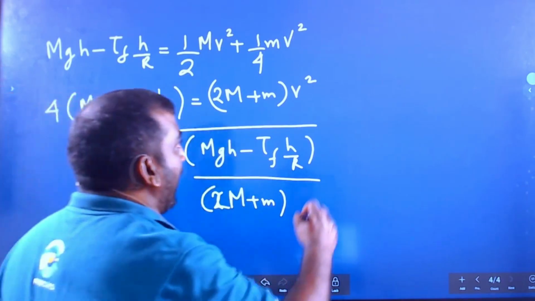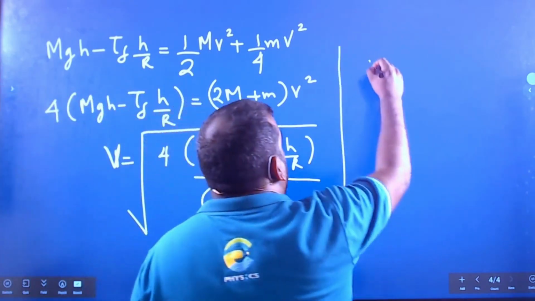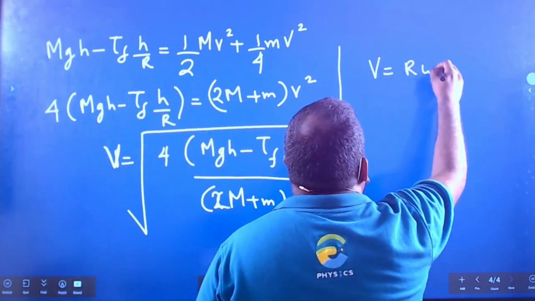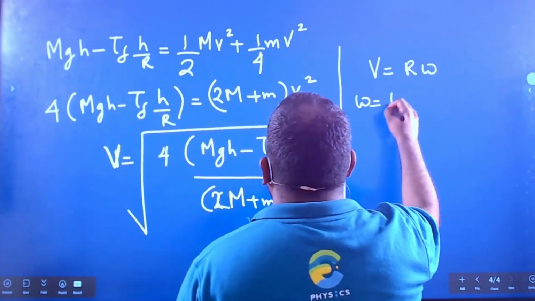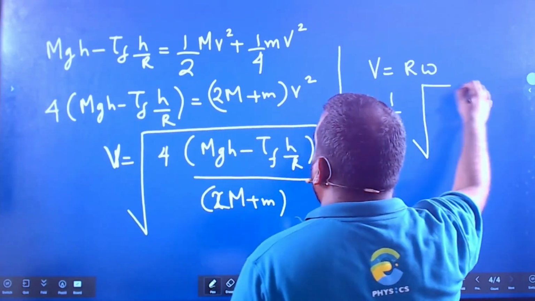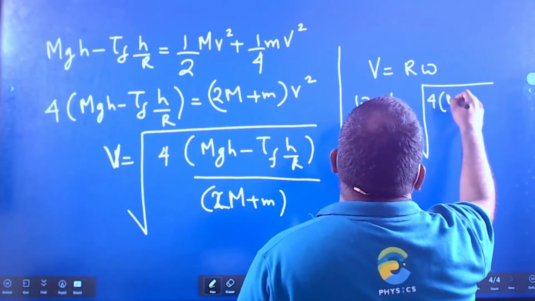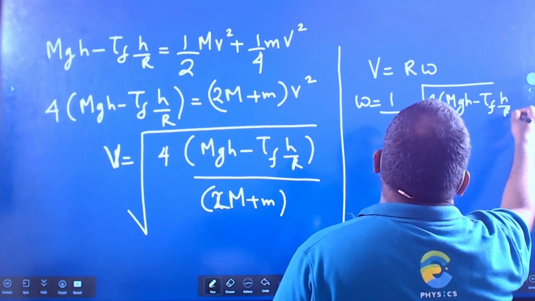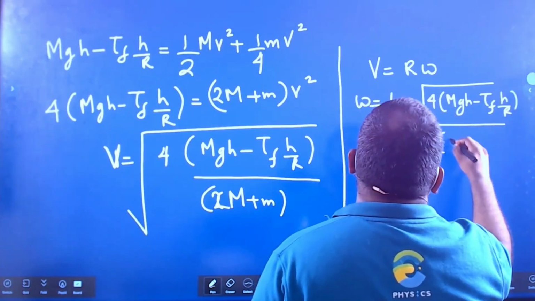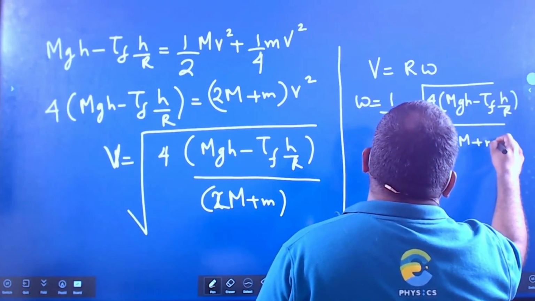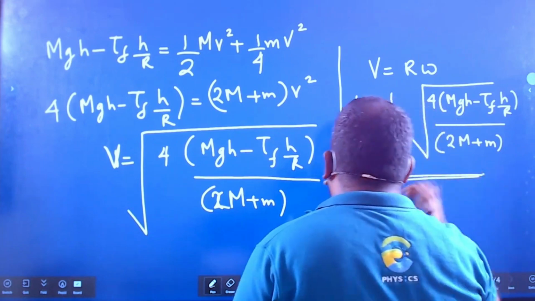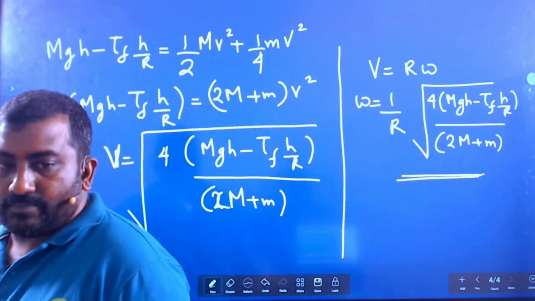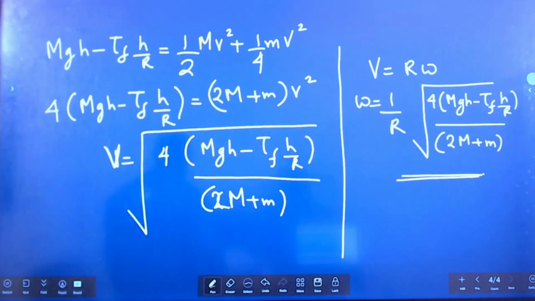Also you can find the angular velocity. How is that? No slip condition, v equals r omega. Omega is 1 over r times the square root of 4 times (mgh minus frictional torque h over r) divided by (2 capital M plus simple m).